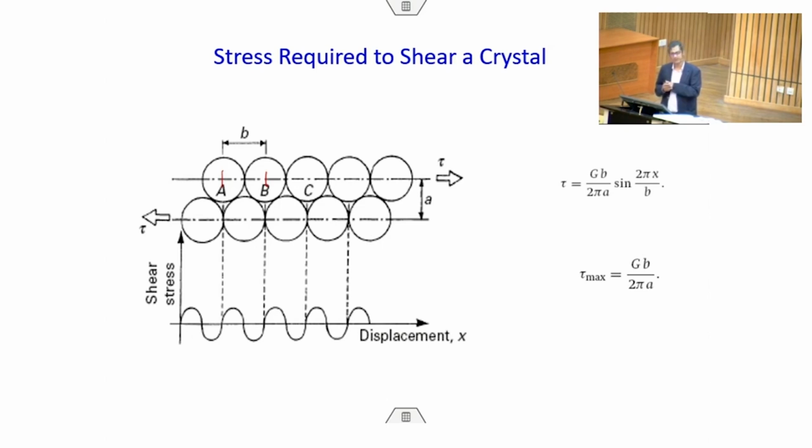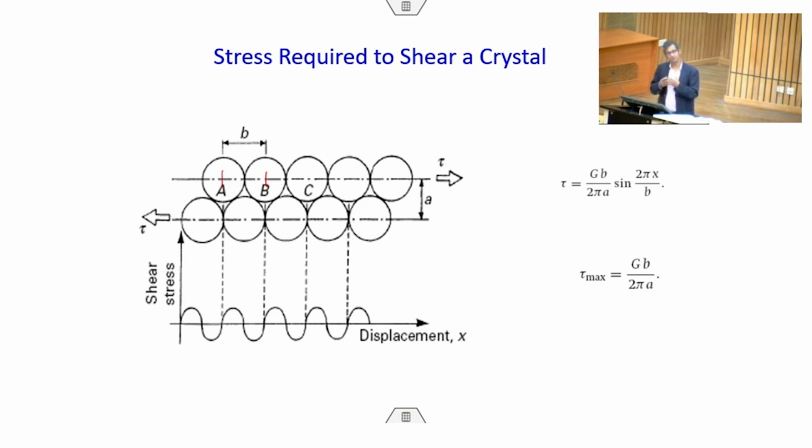But if you look at this, the value is very high, because b by a is almost constant, close to 1. So it becomes G by 2π, and since π is 3.14, that is about G by 6. So theoretically, the material should have a strength equal to the shear modulus divided by 6 or 7. But practically we do not see the material showing such a high strength. Practically we see a strength of G by 100 to G by 1000.